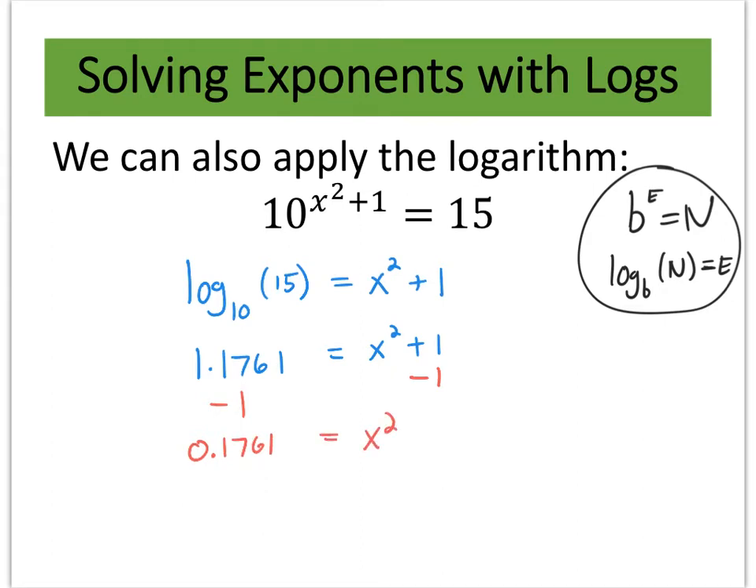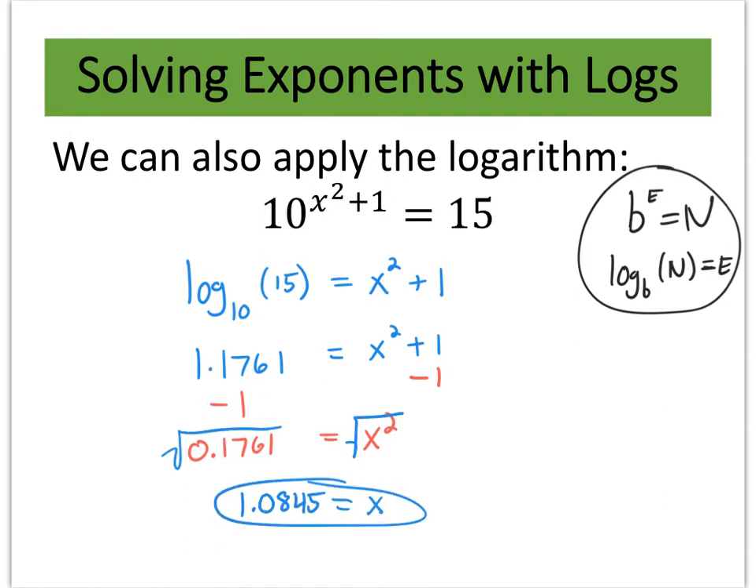And to finish this off, we will need to take the square root of both sides, and we get x equals 1.0845. And that's our answer. So the main idea here is that from here to here, it's using this property, and the rest of it is really just solving. Maybe you're solving a quadratic, or maybe you're solving a linear function.